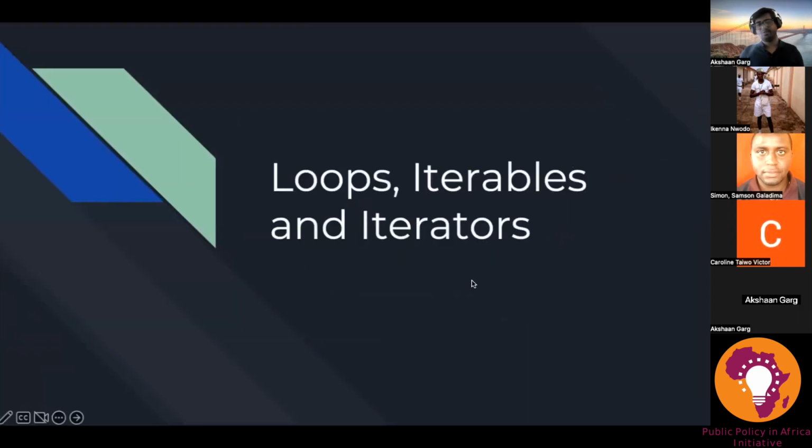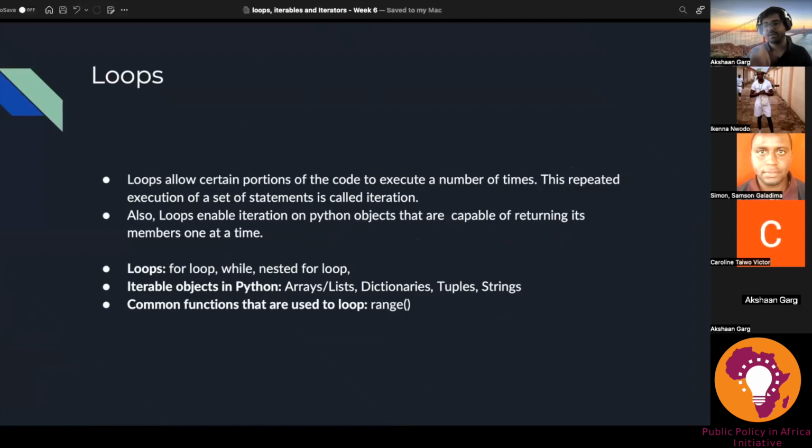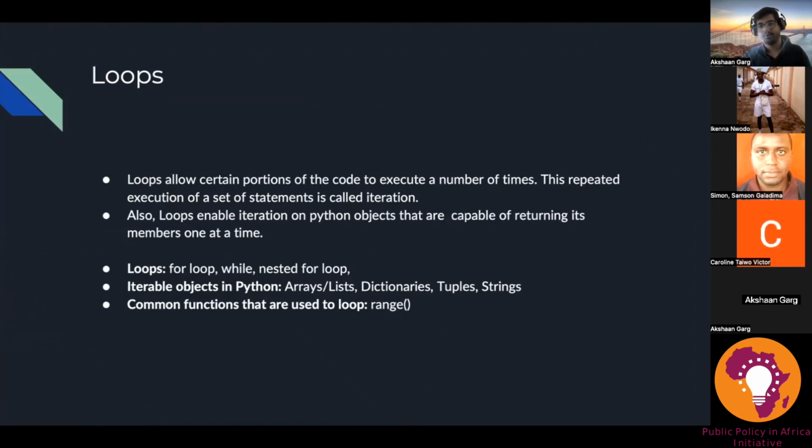So today we're going to be starting with loops. All right, so loops, iterables, and iterators. So what is a loop? A loop allows certain portions of the code to execute a number of times. This repeated execution of a set of statements is called iteration. Okay. So one iteration is one execution of this set of statements. Okay. So multiple iterations refers to multiple of these executions being done. Does that make sense? It will make more sense as we go on.